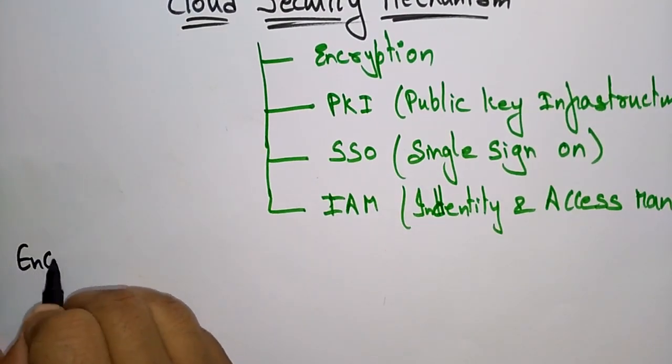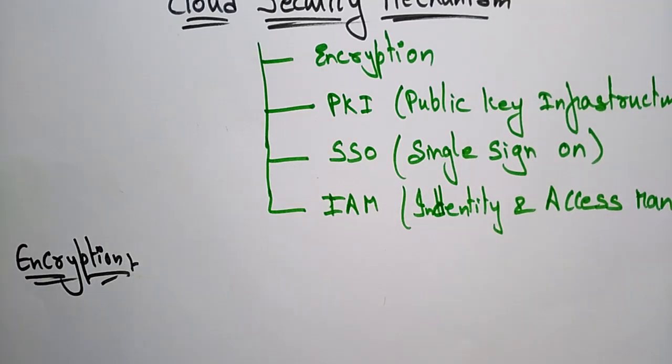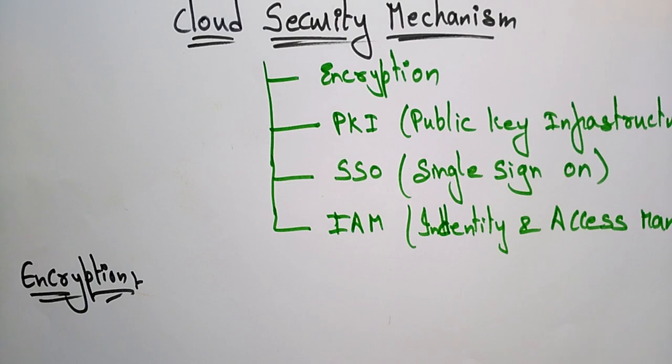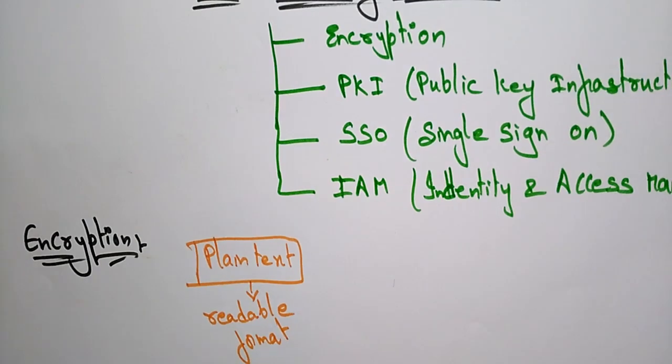What do you call this encryption? So why are we discussing encryption? Suppose if data is in readable format, let me take that as plain text. The plain text, that is a plain document, is always in readable format. So suppose if data is in readable format, then we call it plain text.